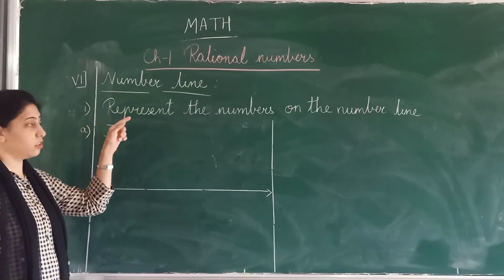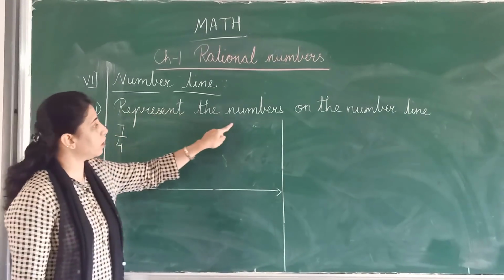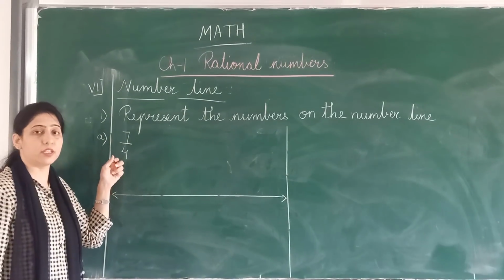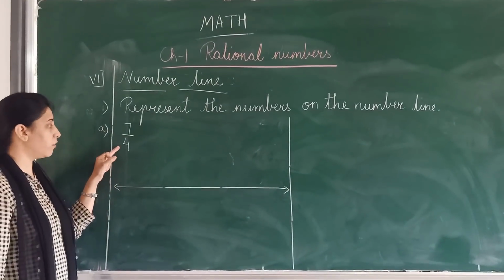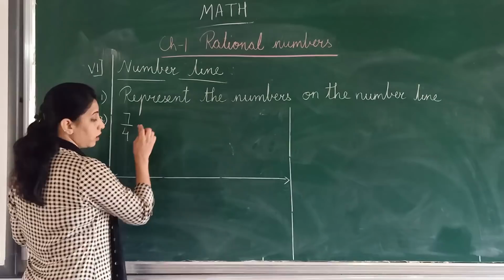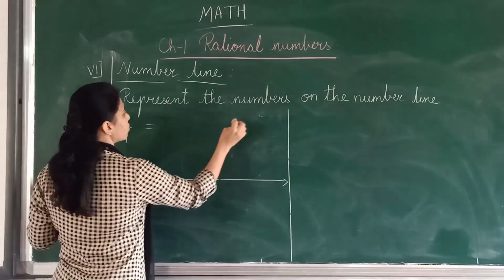Now we are solving the sum from the exercise 1.2. The question is represent the numbers on the number line. Now here one rational number is given, that is 7 upon 4. Can you see the denominator is smaller than the numerator? So you can convert into mixed fraction. So how to convert into mixed fraction?